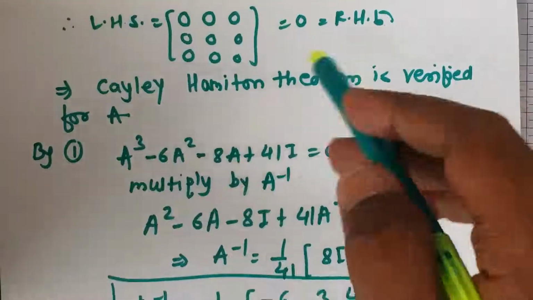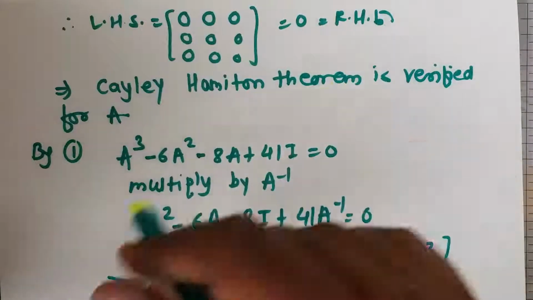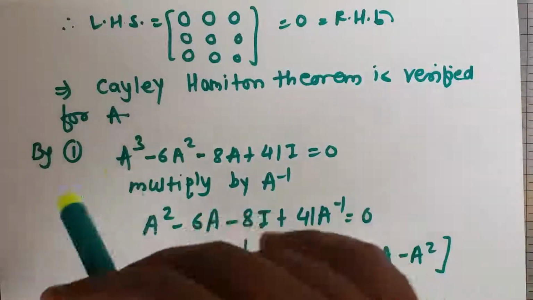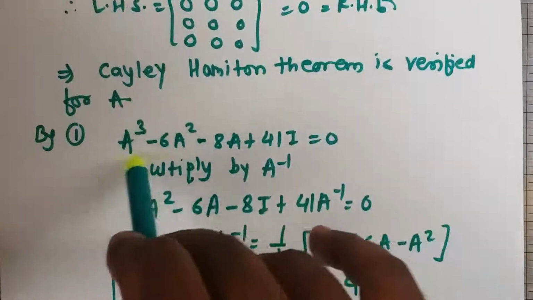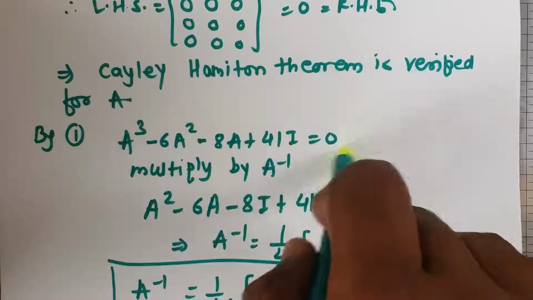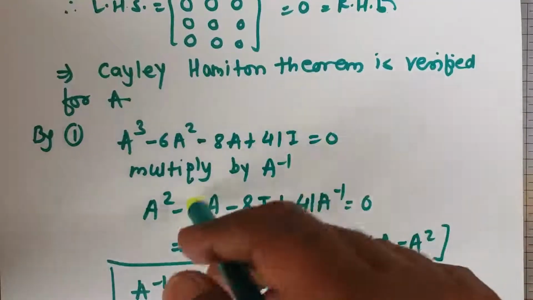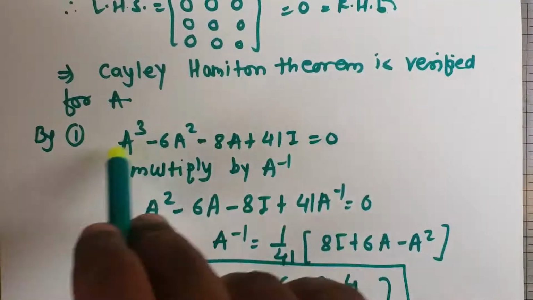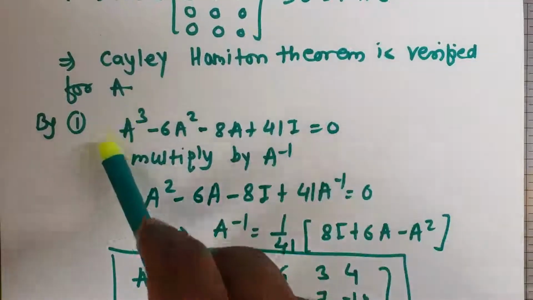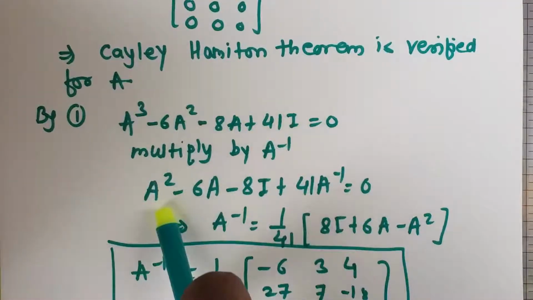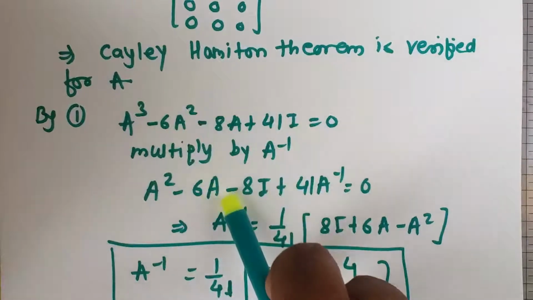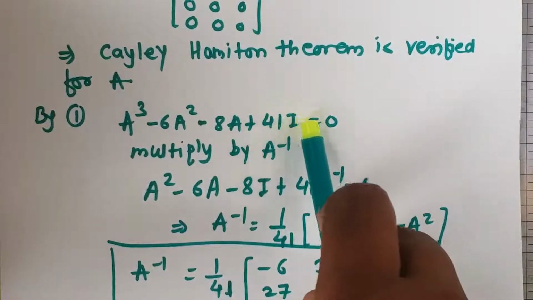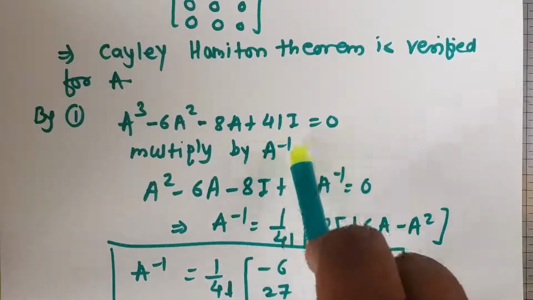And after verification we need to solve the remaining question, that is we need to calculate A inverse and A raised to 4. So this we have verified, this equation we have with us. Using this equation we are going to calculate A inverse and A raised to 4. If you want to calculate A inverse, then multiply this equation by A inverse. After multiplying by A inverse, A cube will become A square, A square will become A, and A into A inverse is identity, and identity matrix into any matrix is that matrix, that is A inverse.